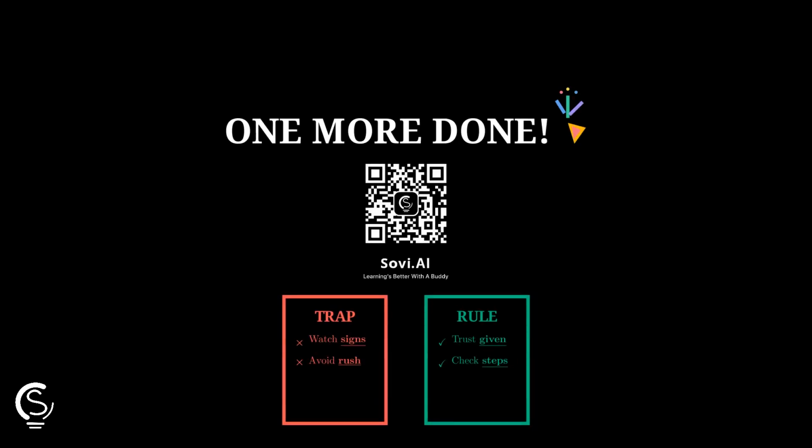Trap: rush, or miss signs. Rule: trust what's given, and check both steps before deciding differentiability.